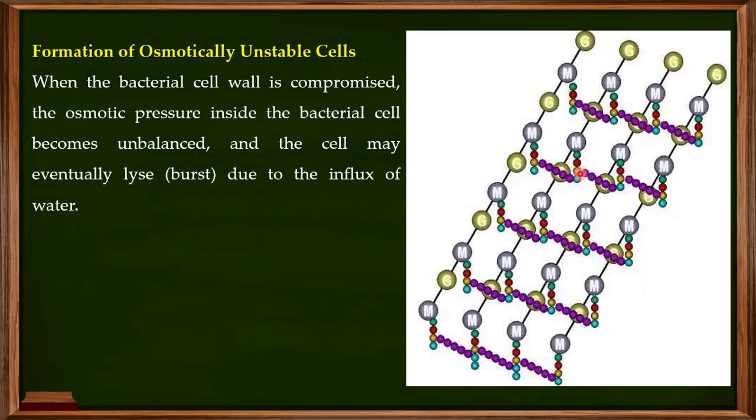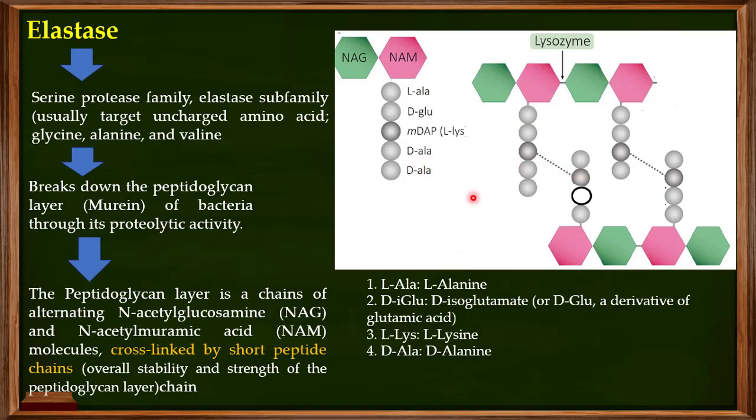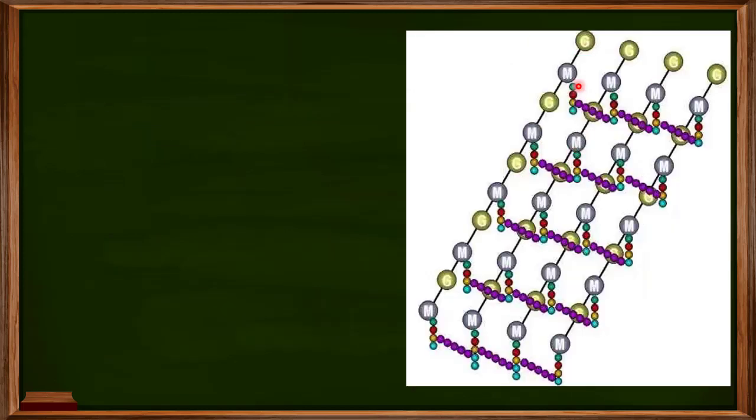Now what elastase does is break down these chains. I told you that elastase acts on alanine, and you can see a lot of alanine over here. So it is going to act on this one and break the peptide bonds. If this chain of amino acids is broken down, you can simply see this carbohydrate chain is going to move away from this chain, and the strength that the peptidoglycan layer derives from the interaction of these amino acids would be lost.